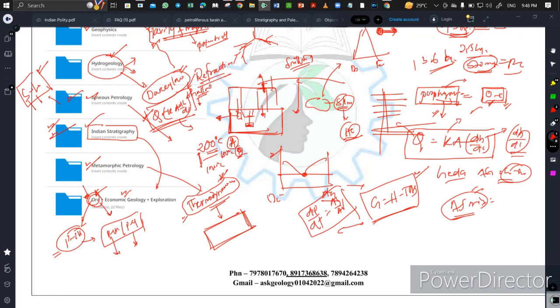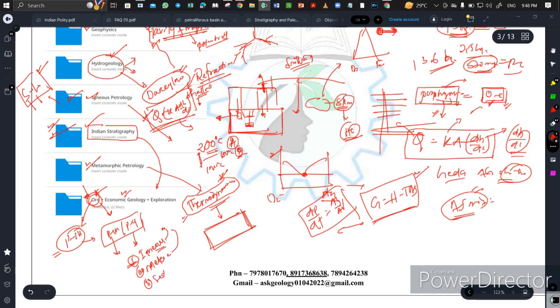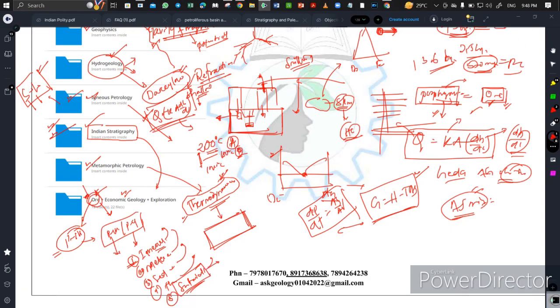Directly from magma से crystallize हो सकता है. That implies you will have to have very clear idea about igneous petrology. Igneous ore forming process is there. Metamorphic ore forming process is there. Sedimentary ore forming process is there. Hydrothermal ore forming process is there. Surfacial process, weathering. Whenever we are talking about surfacial process, then you will have to have a very clear idea about weathering, chemical weathering, physical weathering, these type of things.